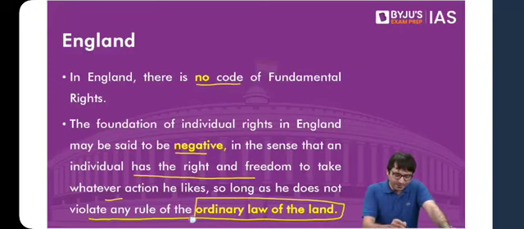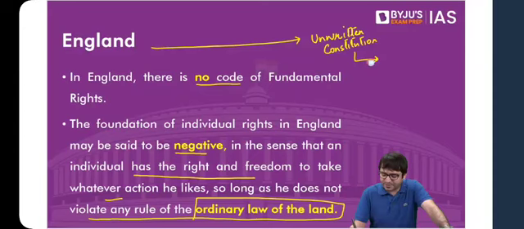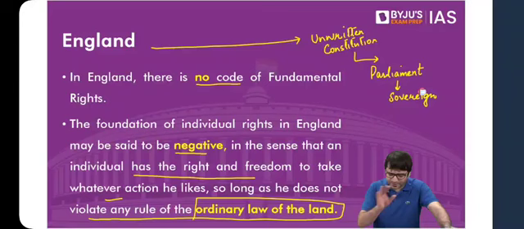What does that mean? In England, you will know they have an unwritten constitution. And a country where the constitution is unwritten, who is more powerful, constitution or the parliament? Who is sovereign, constitution or the parliament? It is the parliament, which is sovereign. This much is clear? 100%.